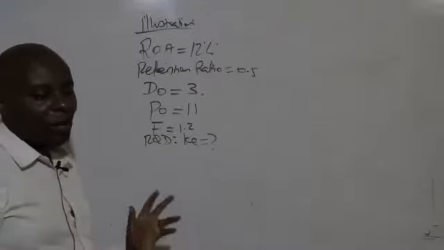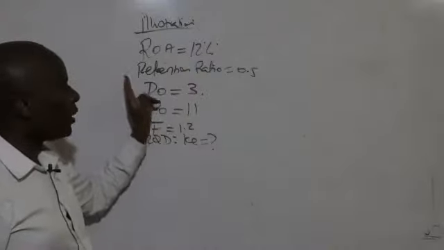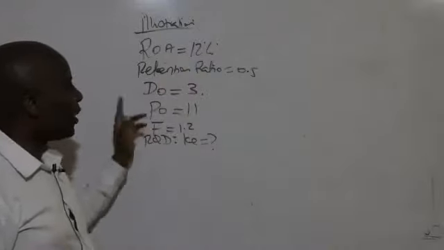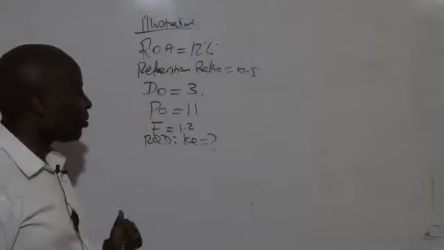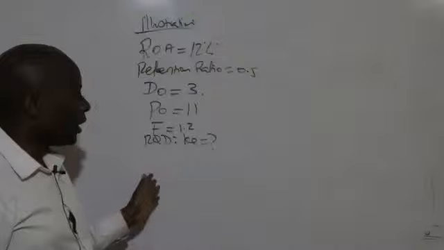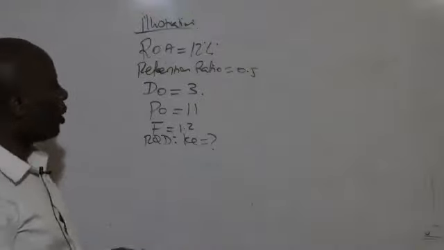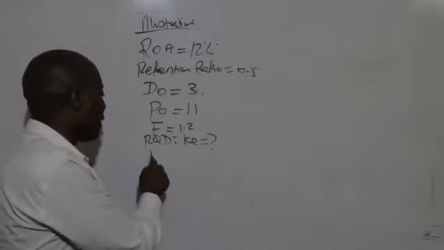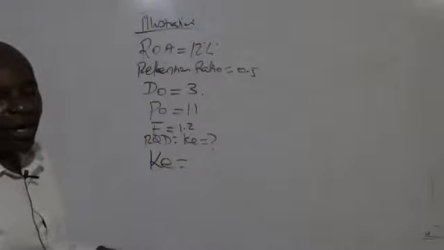ROA stands for what here? Return on assets. We have retention ratio. We have DO. We have PO. We have the flotation cost of 1.2. We have here the requirement KE. The only thing that I will be able to do for you is to remind you the formula of getting KE.